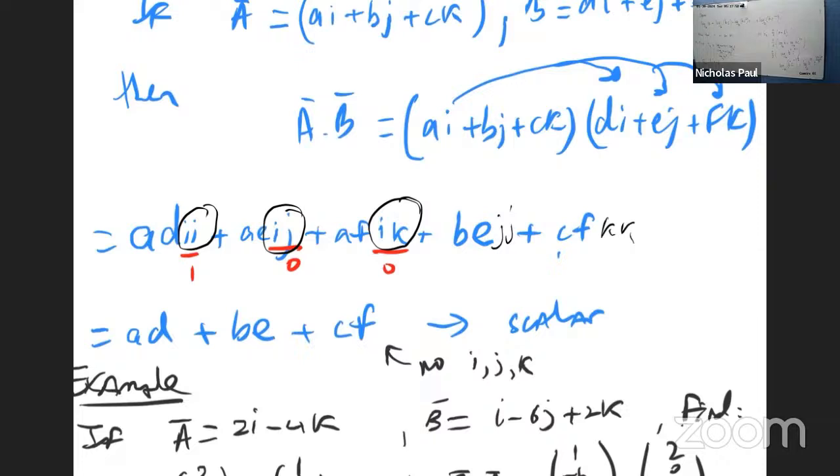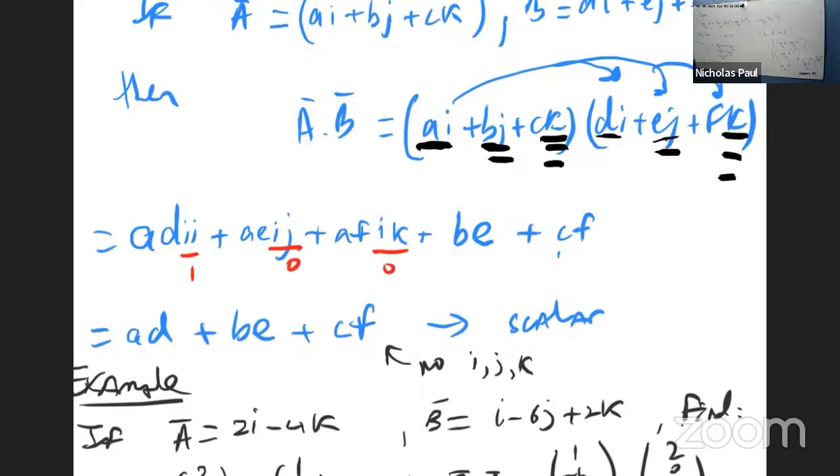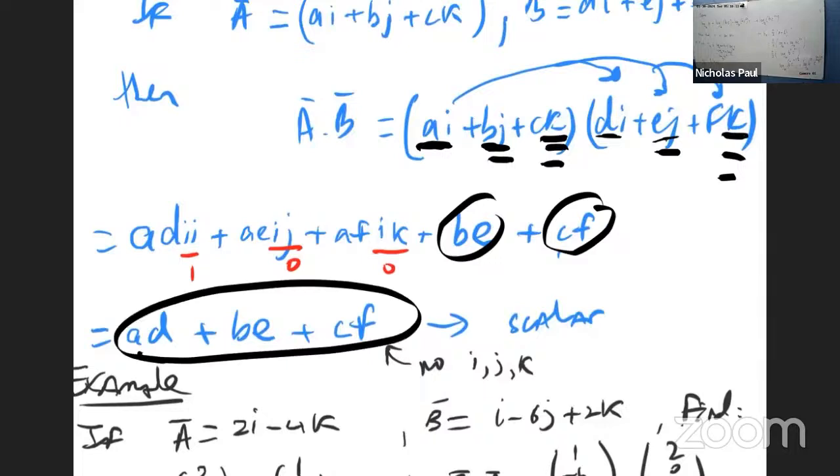Alright? Finish? So in short, you multiply the i's, you multiply the j's, and you multiply the k's. And then add up the answer. Okay? Notice it is no longer a vector. It is now a scalar.